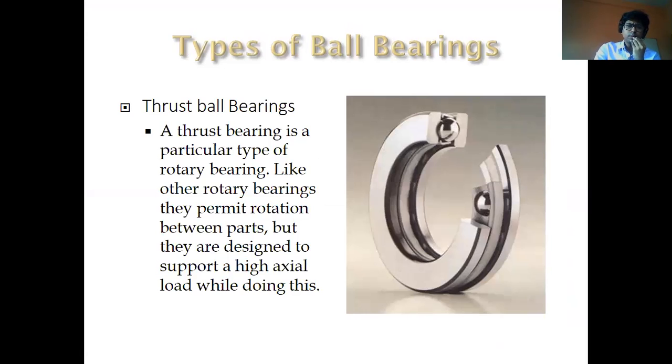Now, another type of ball bearing is thrust ball bearing. It's a particular type of bearing. Like rotary bearings, they permit rotation between the parts, but they are designed to support the axial load. In these cases, you will find that the load is applied in this direction. In some cases load is applied in the radial direction, that means the support over this material. In these cases the load is applied in this direction.